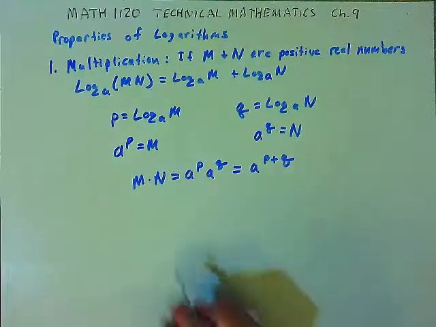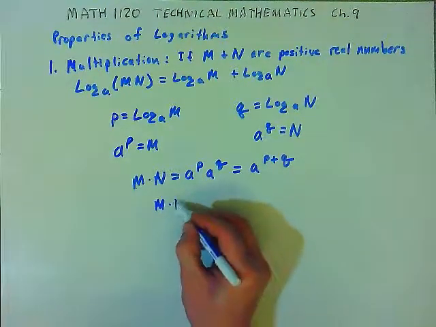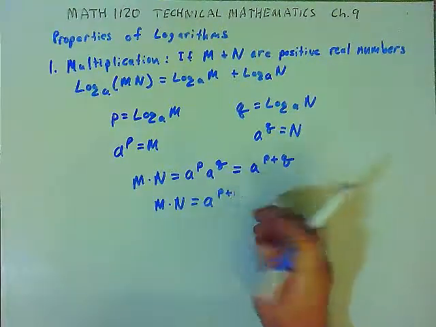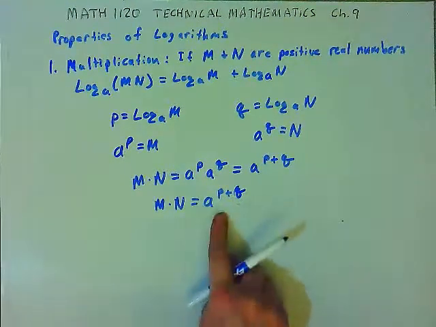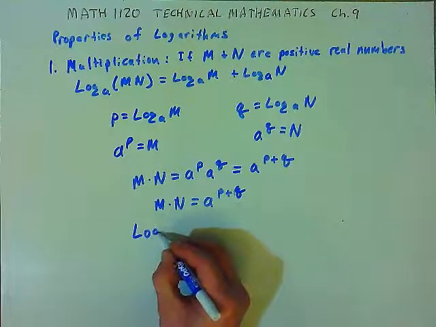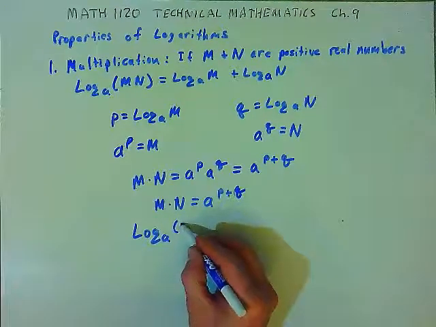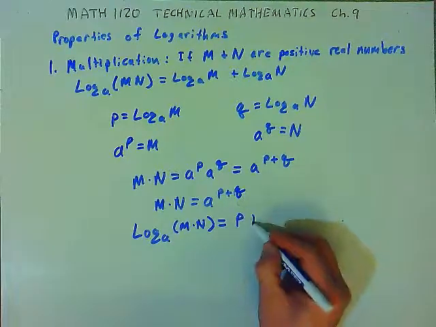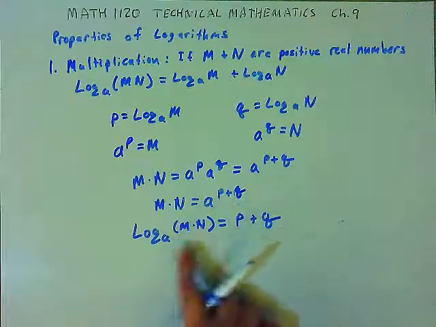And so that means that m times n is equal to a. Let me write this out. M times n is equal to a to the p plus q power. Right, so I have an exponential form of an equation. I can rewrite this as a logarithm. The logarithmic form says that the log base a, right, that's the base, of m times n is equal to the exponent, p plus q. Right, so now I've rewritten this exponential equation in a logarithmic form.